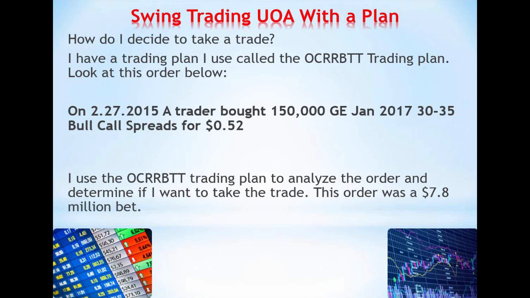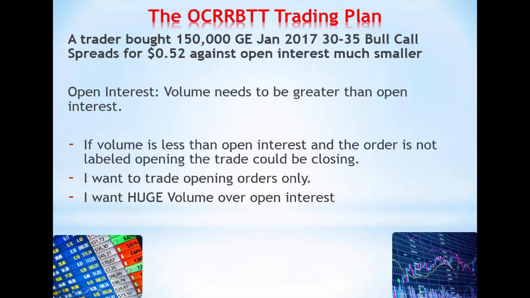I can then say, this looks interesting, but does it actually set up for a trade that I want to risk capital in, something that I want to actually put my money into? So let's run it through the Oak Ribbit trading plan. And the first step is to look at open interest. So volume needs to be greater than open interest. Okay, if volume is not greater than open interest, then I have no way of knowing whether or not the trade was an opening or closing position, unless it's also labeled opening.